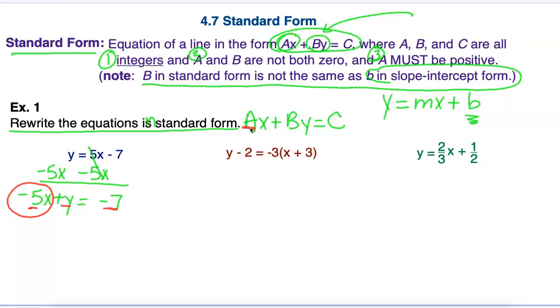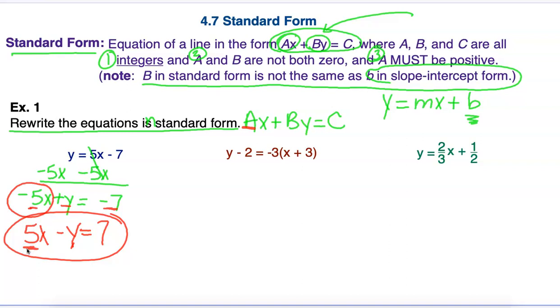The easiest way to change negative 5x to positive 5x is to make everything become its opposite sign. Since we have negative 5x, it's kind of like taking everything times negative 1. So this would now become 5x, this would be minus y, and the last one would be positive 7. Now our first term is positive, and it doesn't matter on the next two because they can be negative or positive.